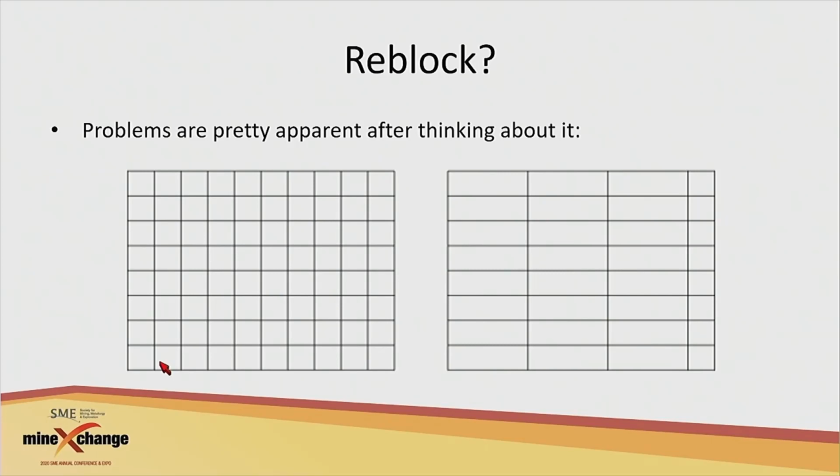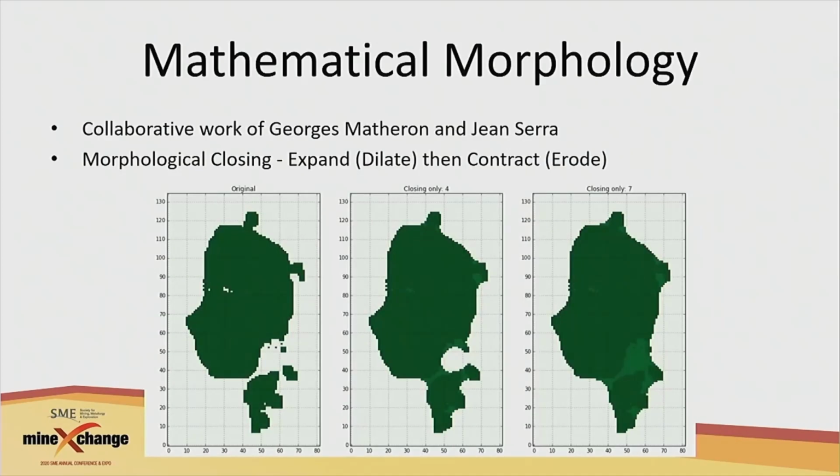Reblocking is not ideal. Another option comes from image processing, and it's this technique of mathematical morphology, which actually comes from Georges Matheron and Serra. And Matheron did so much stuff, and he did this too. Crazy. But it's a geometric technique, so it doesn't look at value, but we still change our blocks.